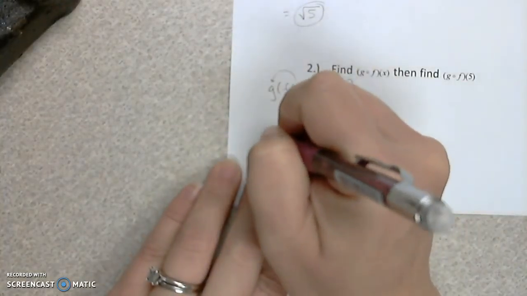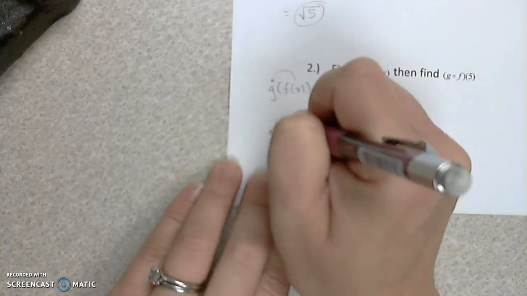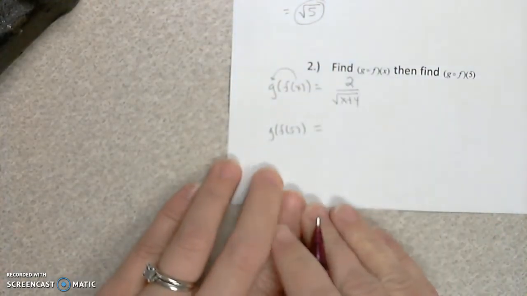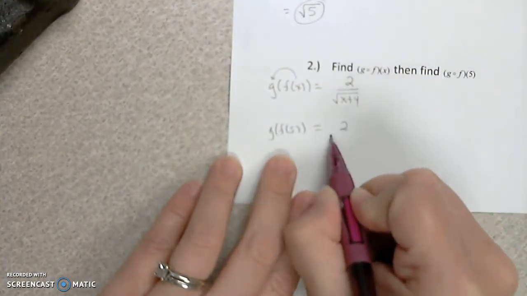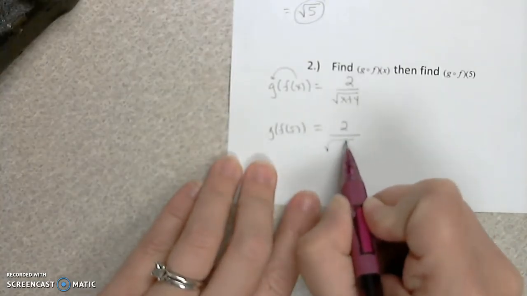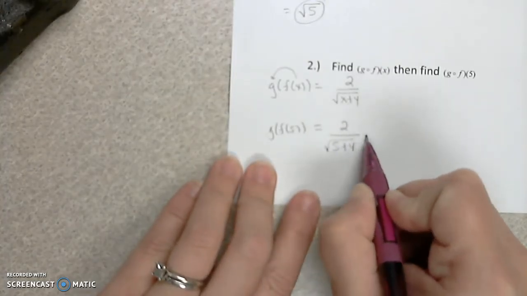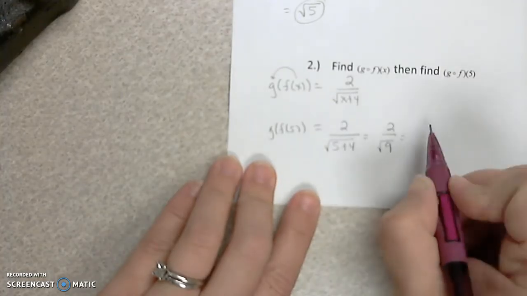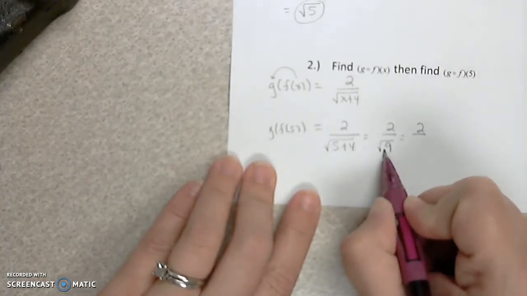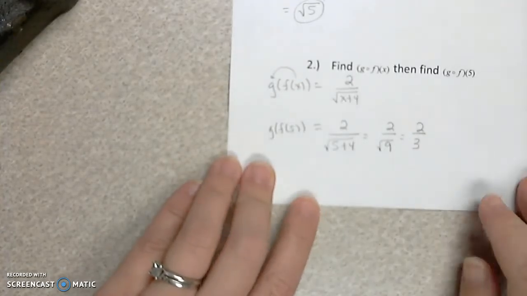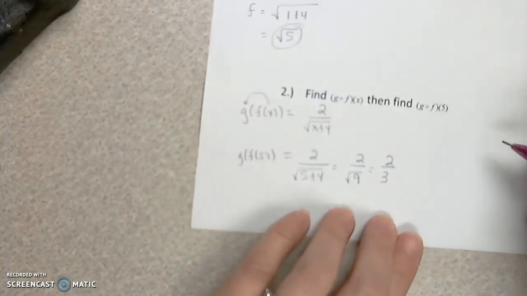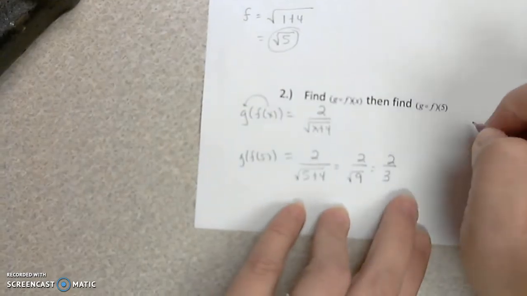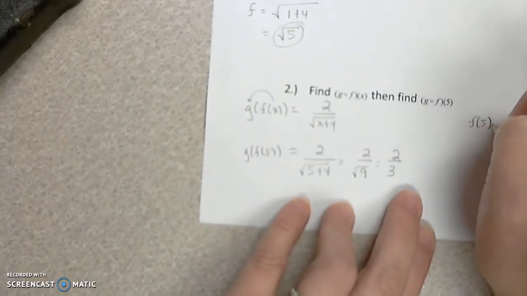Now what I want to find is what is the value of that function when x is 5. So now I have a number, I can fill it in for x. That would give me 2 over the square root of 9, 2 over now 3.